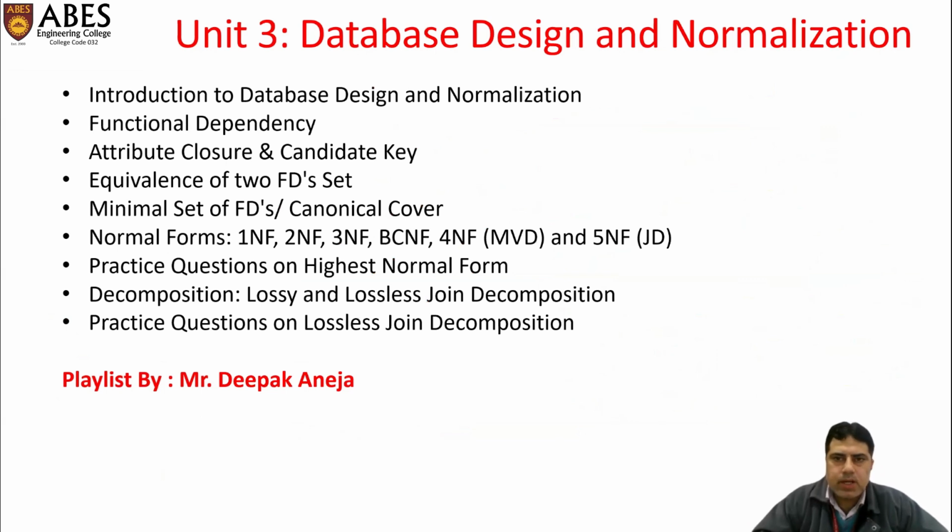In unit number 3, database design and normalization, we will understand the concept of database design and normalization, the concept of functional dependency, attribute closure and how to find out the candidate key, then equivalence of two FD sets, then how to find out the minimal cover, minimal set of functional dependency and canonical cover, normal forms: first normal form, second normal form, third normal form, Boyce-Codd normal form, fourth normal form that is also called multi-valued dependency, and fifth normal form that is join dependency, with examples.